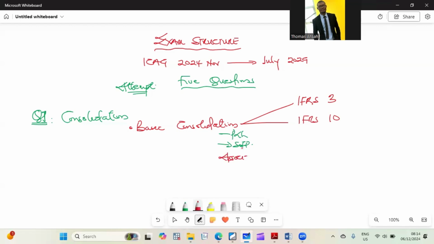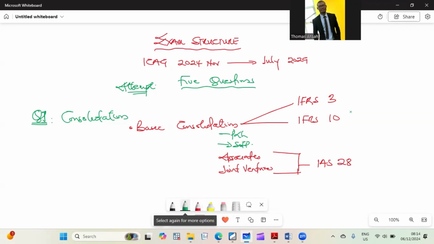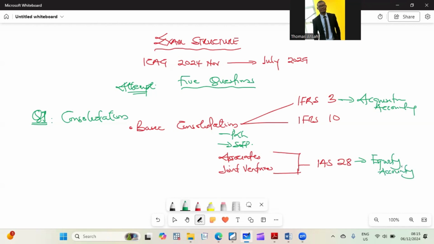But the basic consolidation also comes with associates. How to deal with associates and how to deal with joint ventures. For these two, we use IAS 28. We call it equity accounting. Now, this one says we should use acquisition accounting, and this one we call equity accounting. So you need to understand the differences in the two, and we will look at them.